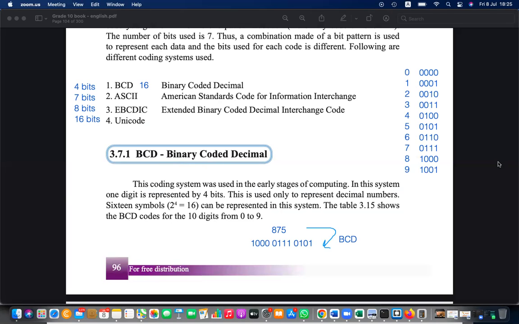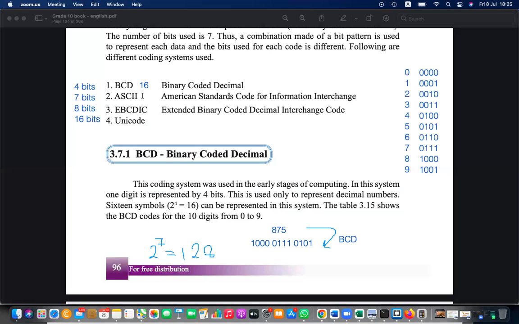Yes, 128. You have to take 2 to the power 7. There are 7 bits, so 2 to the power 7 is equal to 128. Correct. EBCDIC is 8 bits, so how many symbols?